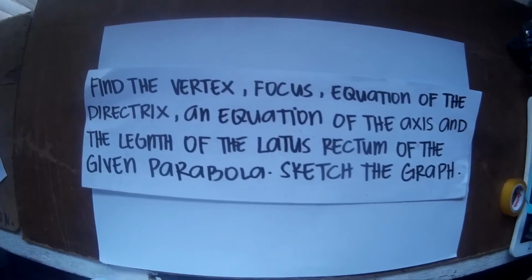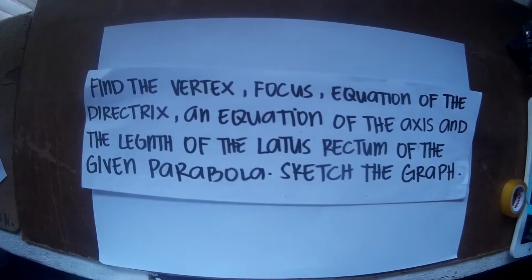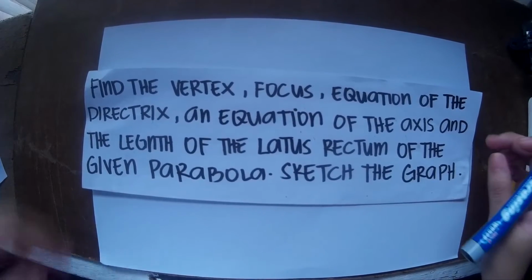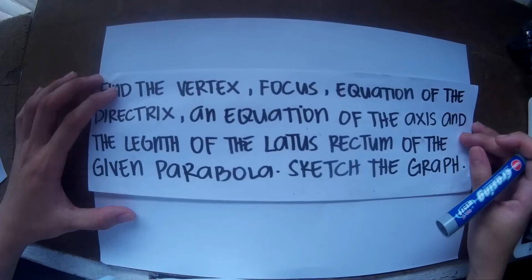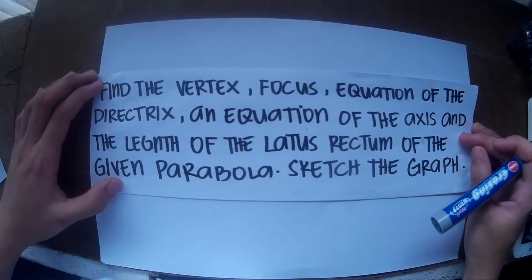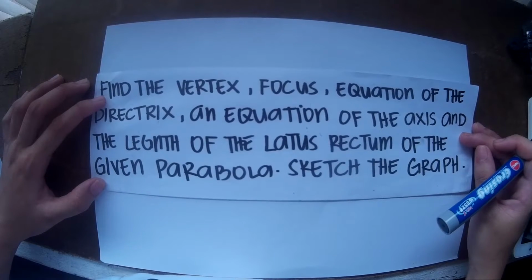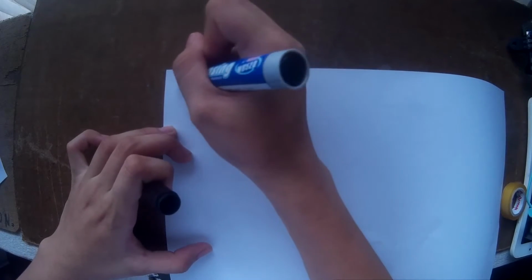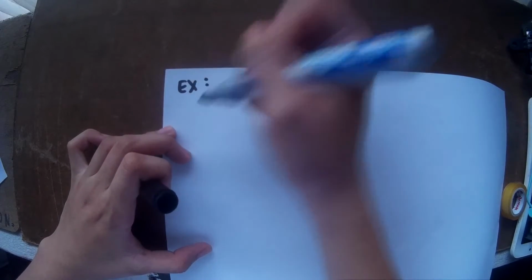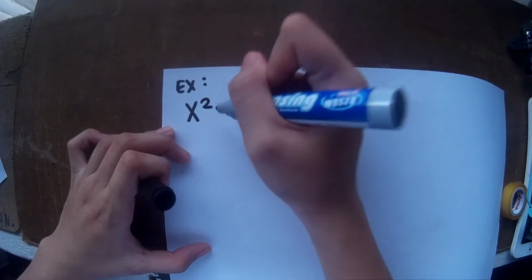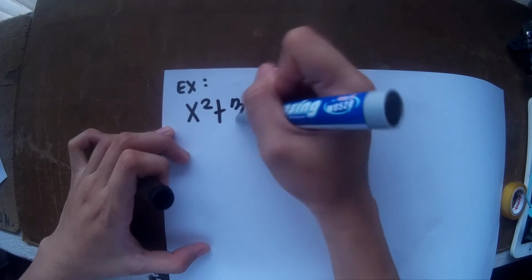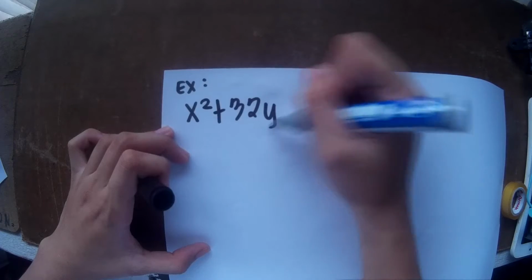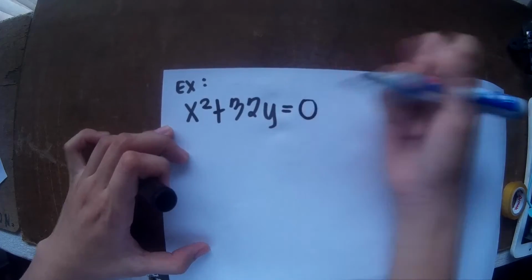So I have an example problem here. Find the vertex, focus, equation of the directrix, equation of the axis, and the length of the latus rectum of the given parabola. Sketch the graph. So our problem will be x squared plus 32y equals 0.